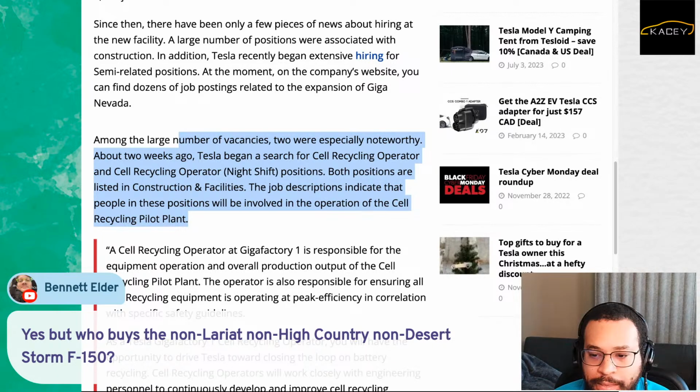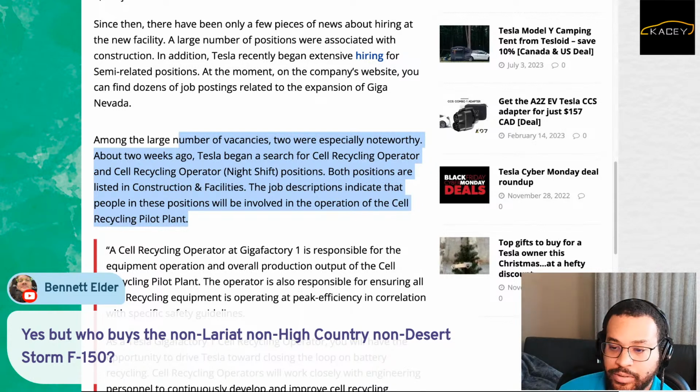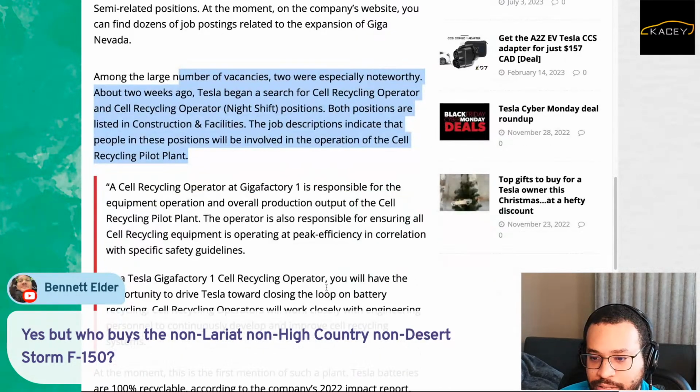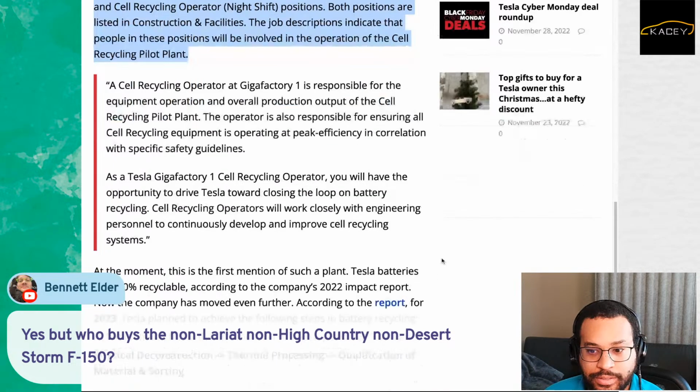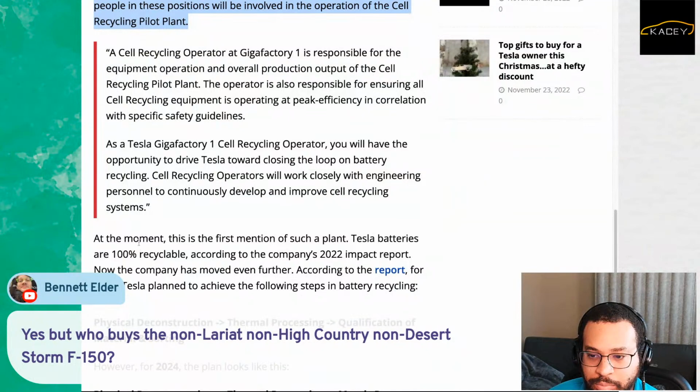There you go. A cell recycling operator at Gigafactory 1 is responsible for the equipment operation and overall production of the cell recycling pilot plant. The operator is also responsible for ensuring all cell recycling equipment is operating at peak efficiency in correlation with specific safety guidelines. As a Tesla Gigafactory 1 recycling operator, you will have the opportunity to drive Tesla towards closing the loop on battery recycling. Cell recycling operators will work closely with engineering personnel to continuously develop and improve cell recycling systems. At the moment, this is the first mention of such a plant.